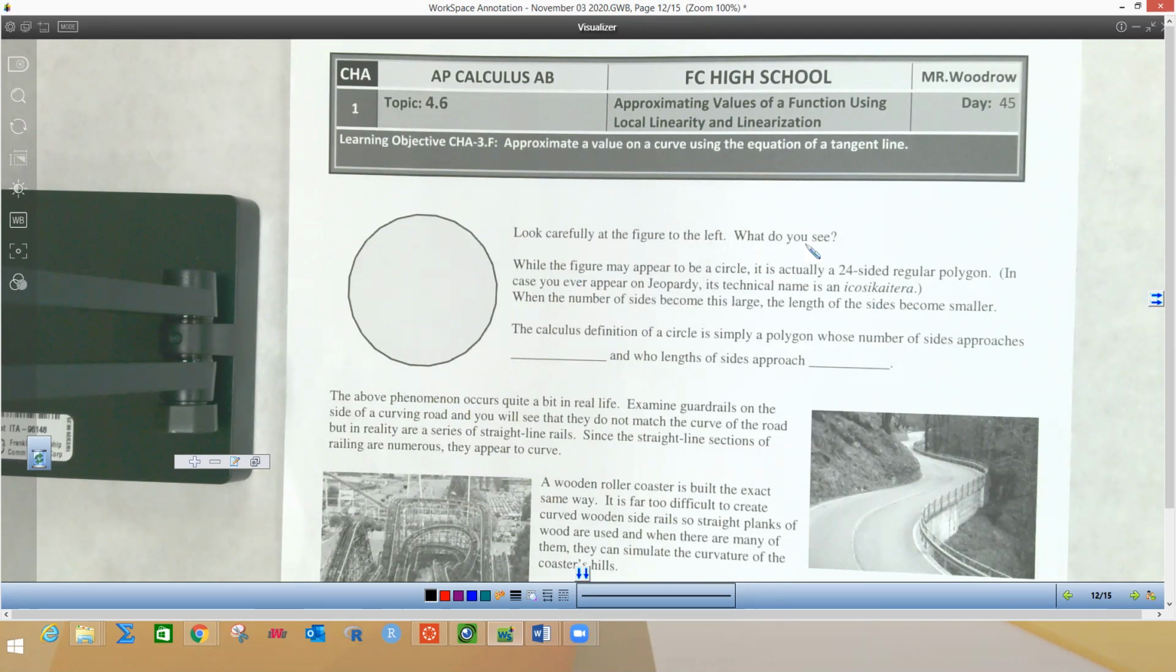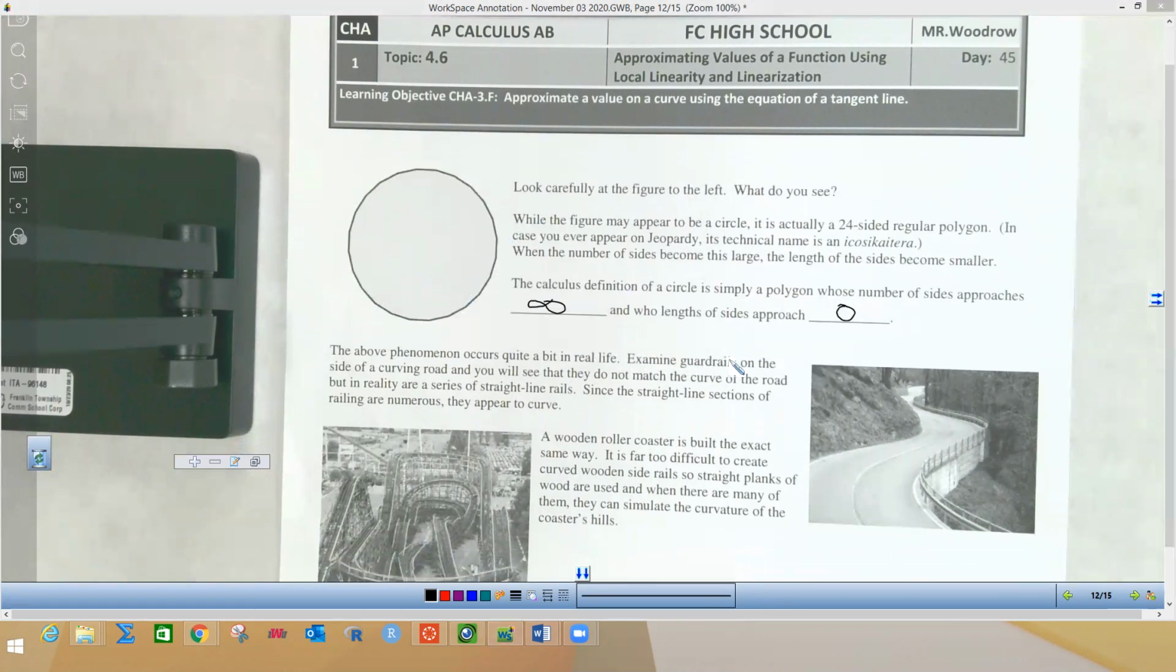So looking carefully at figure left, what do you see? While the figure may appear to be a circle, it actually has 24 sides. You can see them, they're real small going around this thing. And when the number of sides becomes this large, the length of each side becomes smaller. So the calculus definition of a circle is simply a polygon whose number of sides approaches infinity, and whose lengths of sides are approaching 0, because there's not going to be any sides. They're going to end up being a curve. So this is the definition of that.